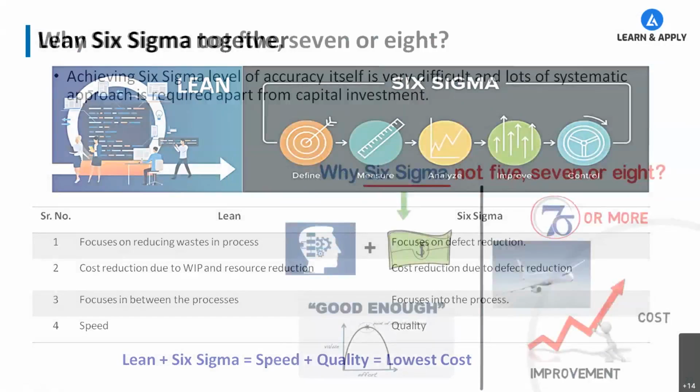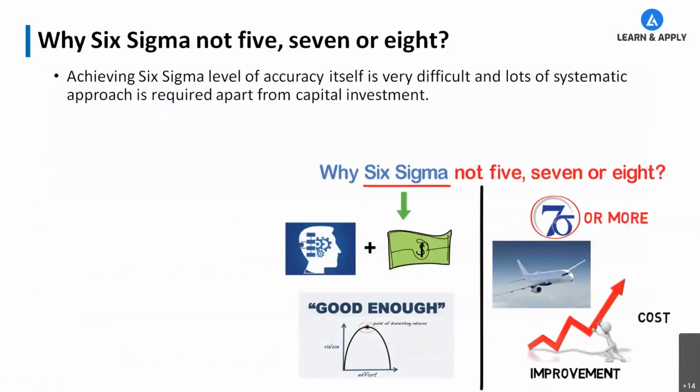One question is why Six Sigma, not 5, 7, or 8, right? Achieving Six Sigma, that level of accuracy itself is very difficult, and lots of systematic approach is required apart from capital investment. It is not an easy task to achieve that level. A lot of systematic efforts are required. Also, capital investment is required to achieve that kind of defect level, or that kind of precision in our processes.